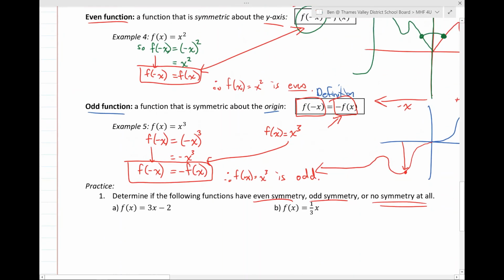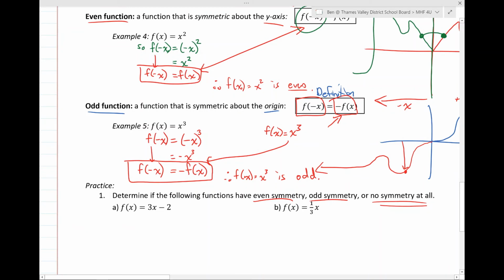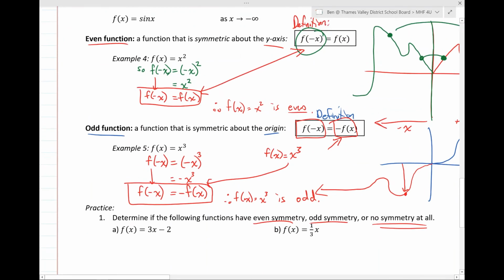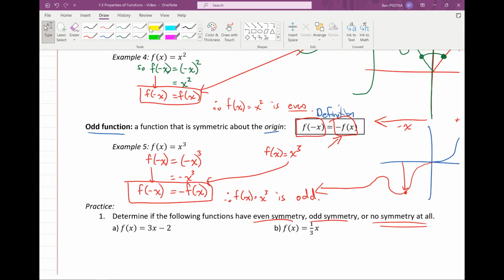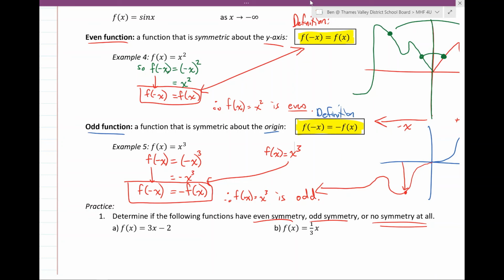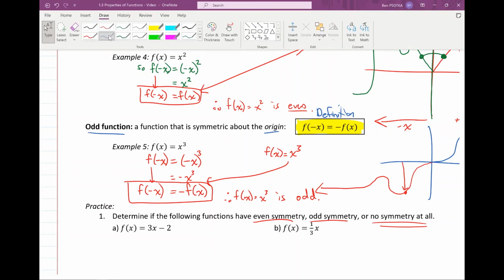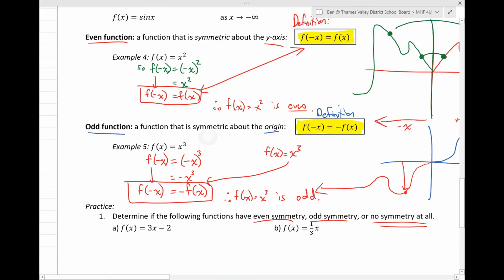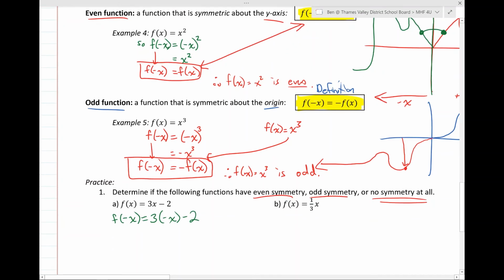When we're checking algebraically if a function is even or odd, we need to use the definitions. So we'll go back up to these algebraic definitions, and let's erase all the markings I put around them. We're going to use this definition to see if it's even, and that definition to see if it's odd. First, we check to see if it's even. For that, we need to calculate f of negative x. f of negative x equals 3 times negative x minus 2, and then we'll simplify.